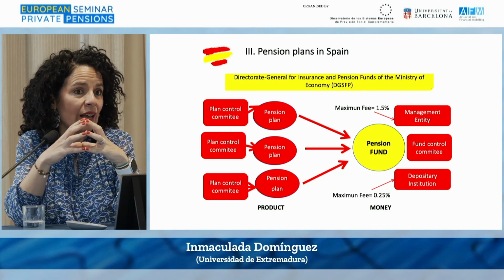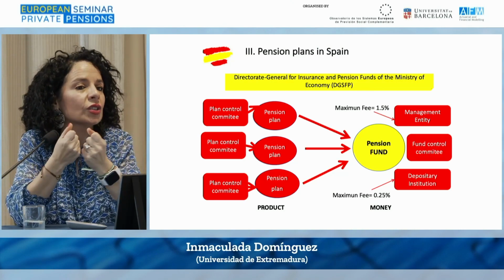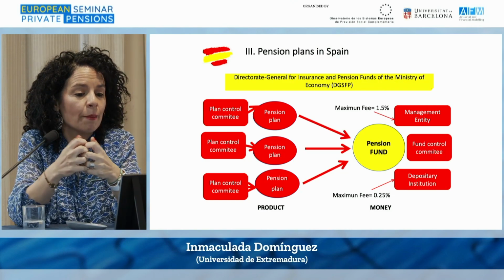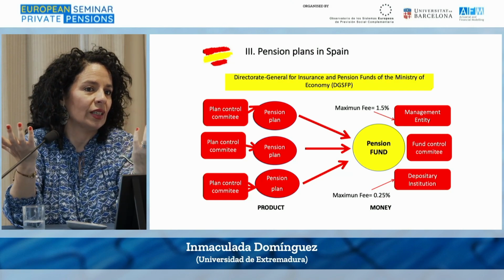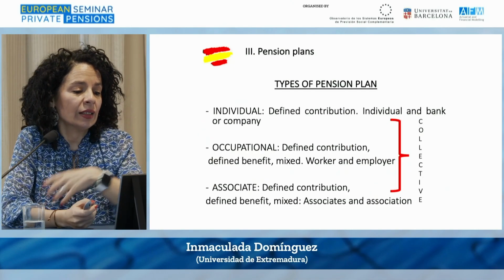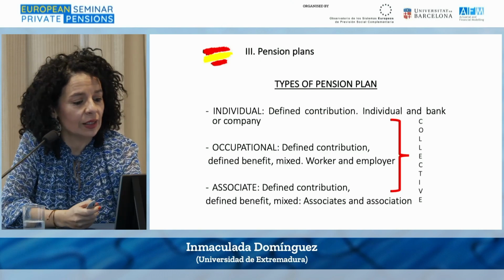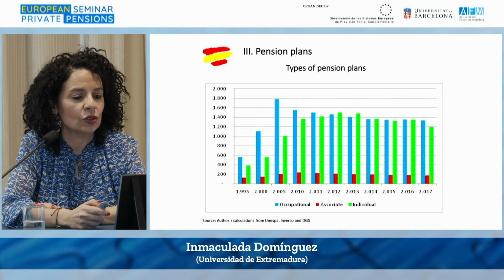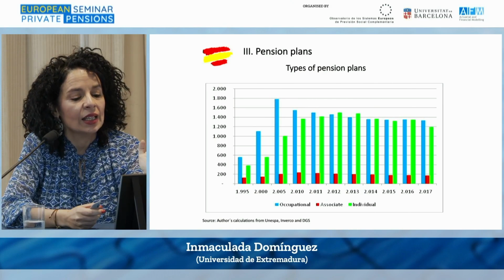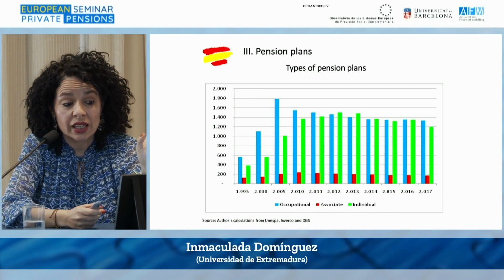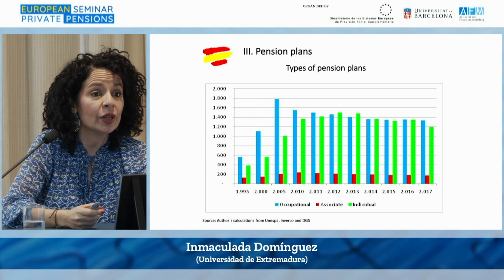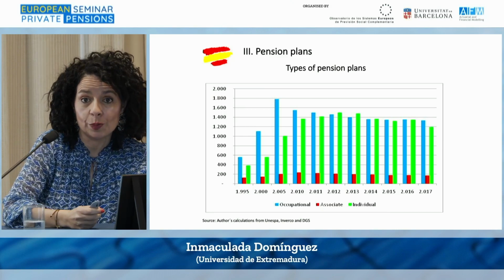It's true that it's for security, because this is for the supervisor, who considers that this is the best, but really this structure is for a big company, not for the small companies that we have in Spain. And the types of pension plan here are individual, occupational, and associate. Why do I tell you? If we see the number of pension plans, we appreciate that we have similar numbers for occupational and individual. Number of pension plans, not people, not amount, okay?